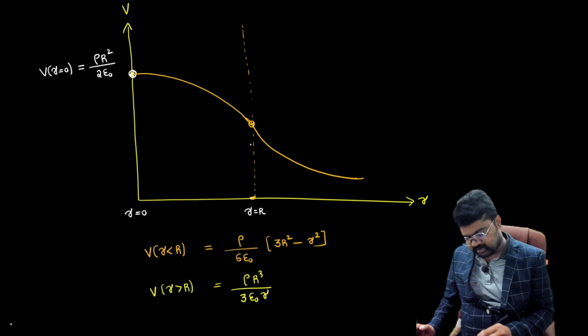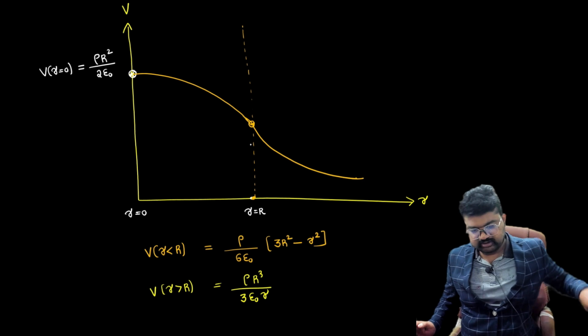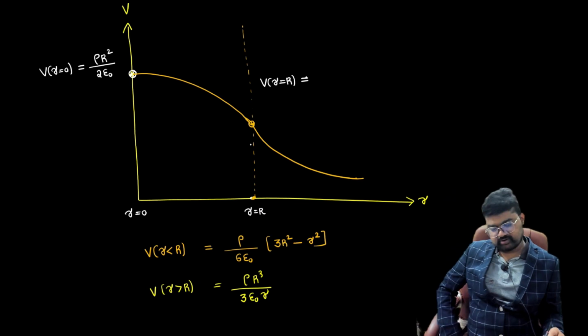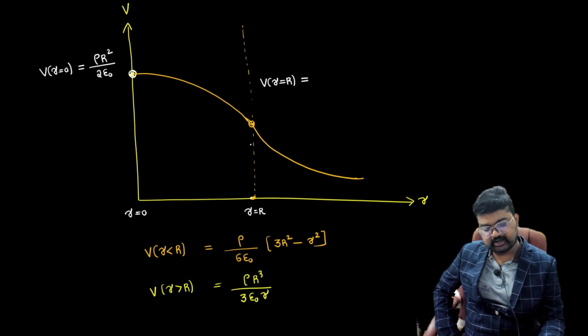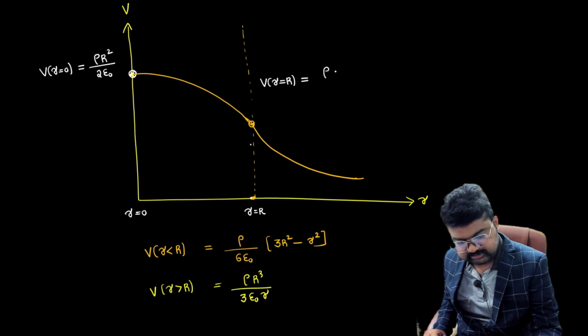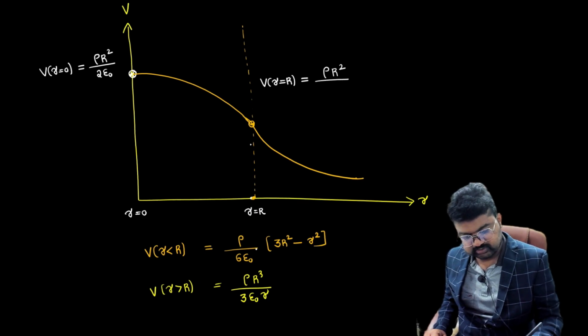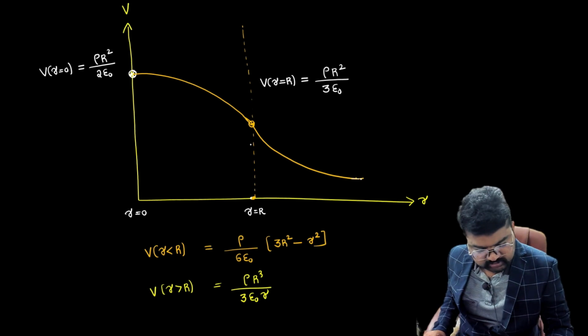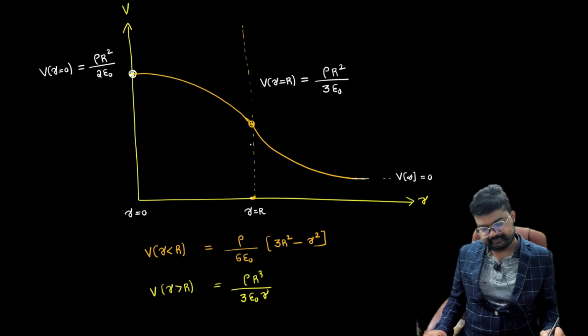Understood? V of r for r less than R. If you substitute r equal to R anywhere, how much will you be getting? r equal to capital R, in the sense, 2 times rho R square by 3 times epsilon naught, rho times R square by 3 epsilon naught. It is going up to infinity. V of infinity equal to 0. It is approaching 0.